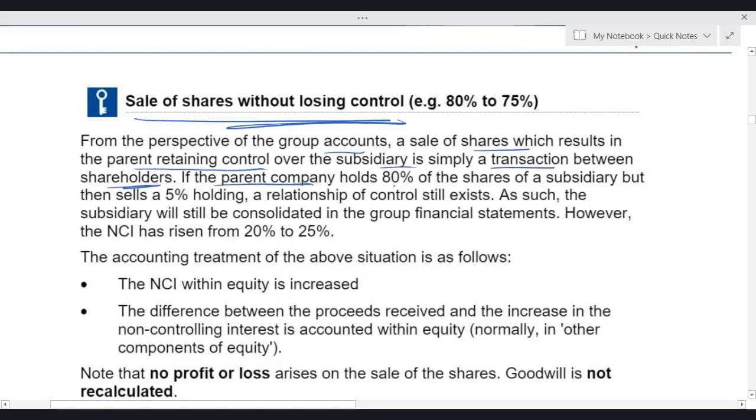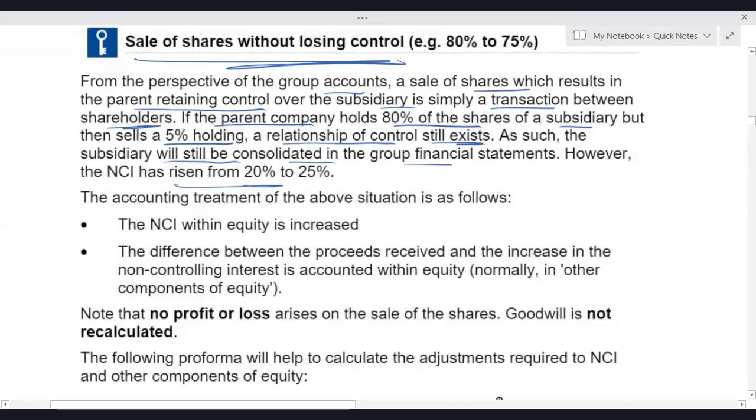If the parent company holds 80% of the shares of the subsidiary, but then sells a 5% holding, a relationship of control still exists. As a result, the subsidiary will still be consolidated in the group accounts. However, NCI will rise. Obviously, NCI from 20% will become, for example, 25%. The accounting treatment: NCI within equity increases. The difference between the proceeds received and the increase in the NCI is accounted within equity, normally in other component of equity. Note that no profit or loss arises on the sale of the shares.